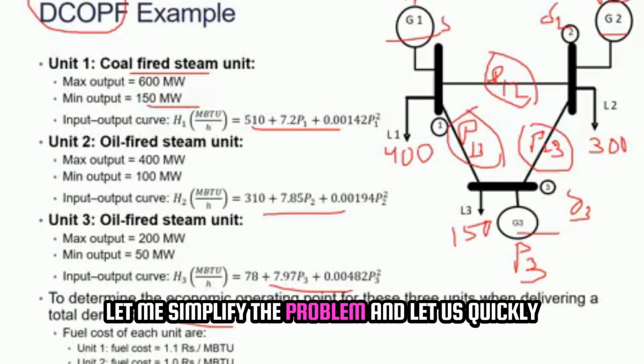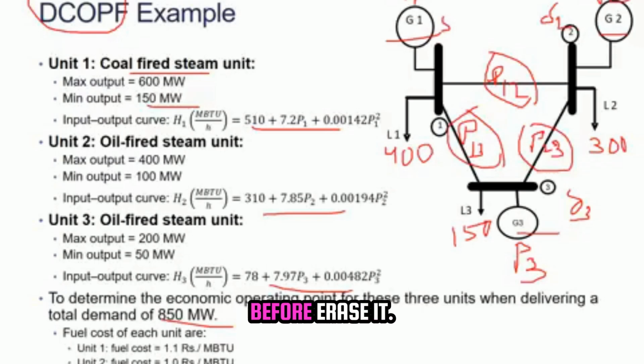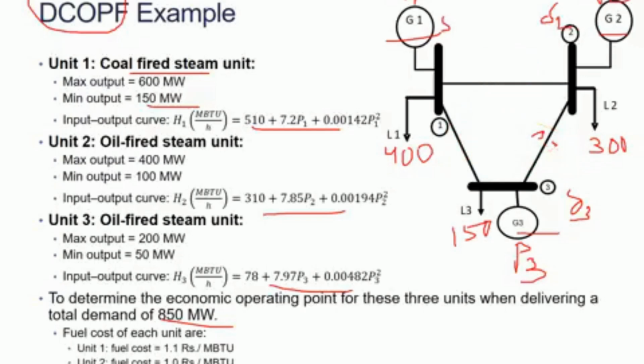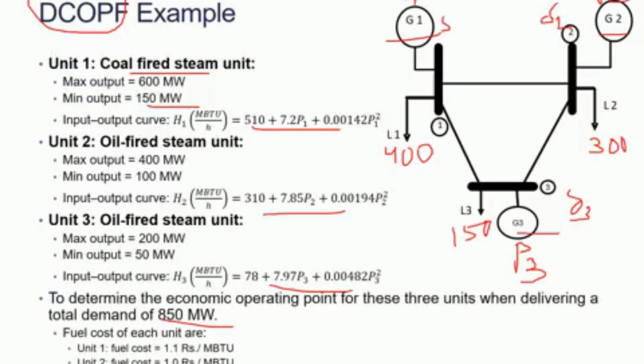Let me simplify the problem and let us quickly discuss that before we close today's session. Let me just quickly erase it. No, but this is an optimization. In optimization, you will get it automatically. Here we can get it automatically.